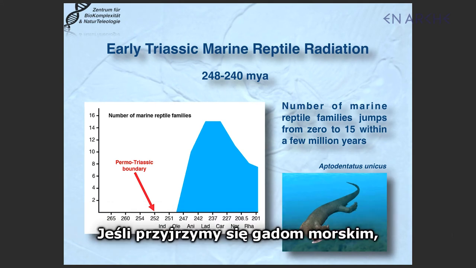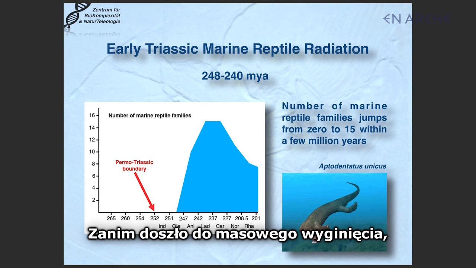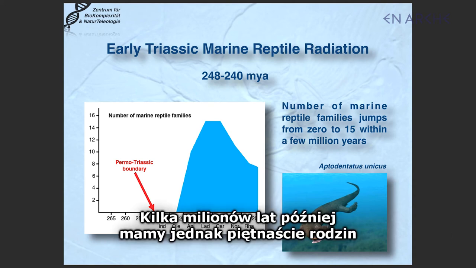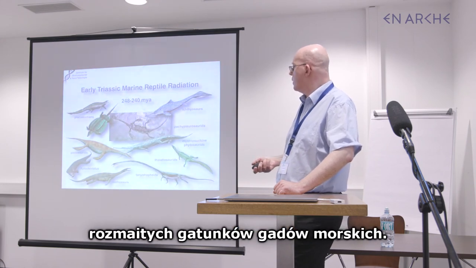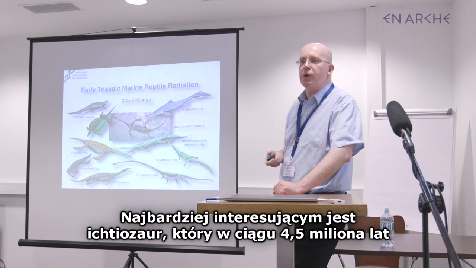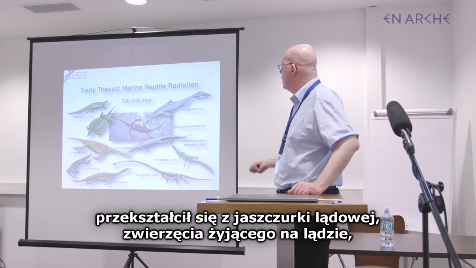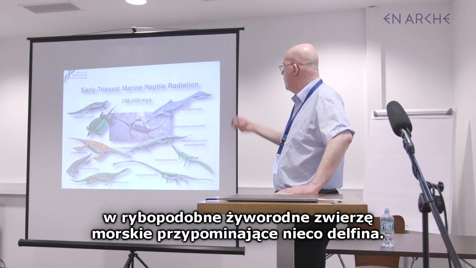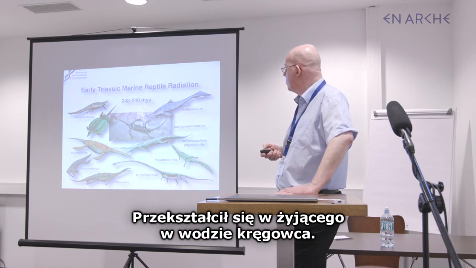And even more striking, if you look at marine reptiles, today we only know turtles and maybe marine iguanas from the Galapagos Islands. Before the end Permian mass extinction event, there were no marine reptile groups known. And afterwards, we have, after a few million years, 15 different families with very diverse body plans, and most striking maybe ichthyosaurs, where you have just a 4.5 million year window of time to get a transition from a lizard-like land-living animal to a completely fish-like viviparous animal looking like a dolphin, or to get this transition within the lifespan of a single vertebrate species, larger vertebrate species.